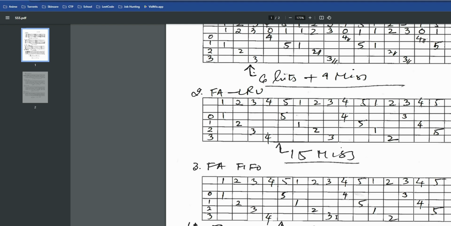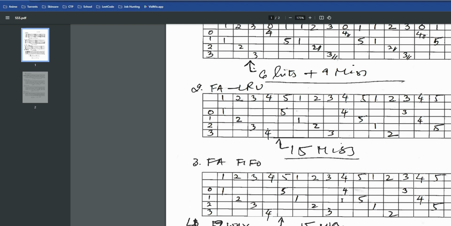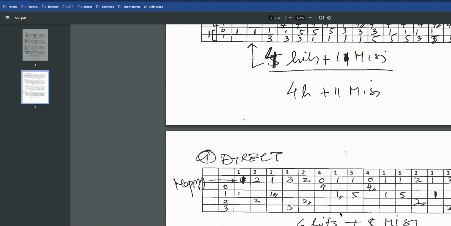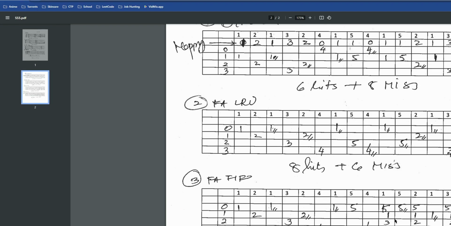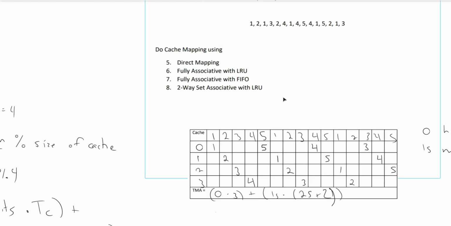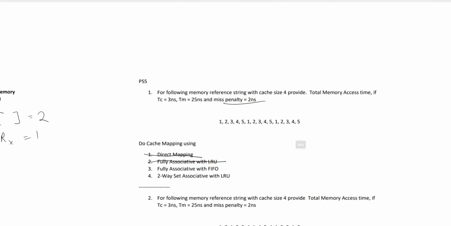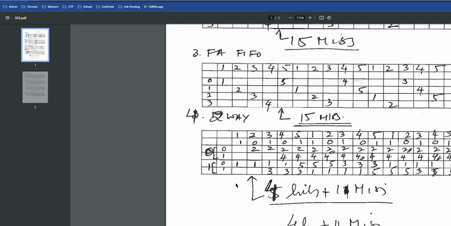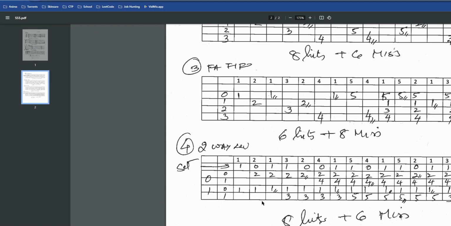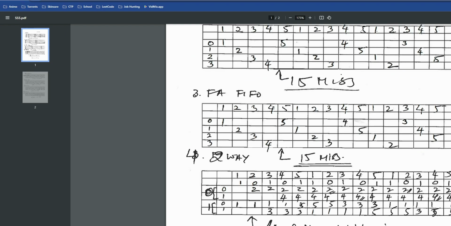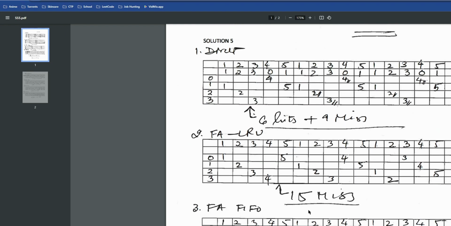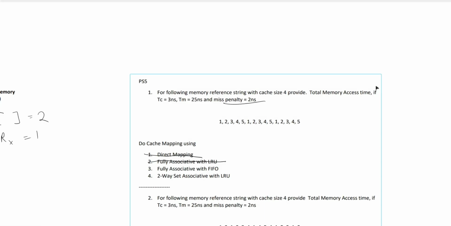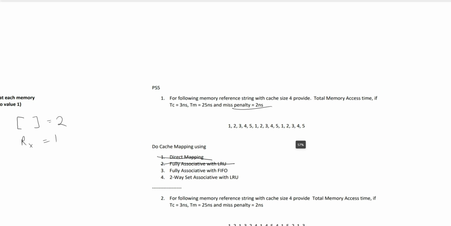1, 2, 3, 4. That looks like what we did. 15 misses. Did he put the formula? Did he not ask for it? Or what did he ask? He did ask, right? He just didn't write it down. He just didn't write down the actual numbers. But on the exam, if he asked for total memory access time, you would have to use the formula.